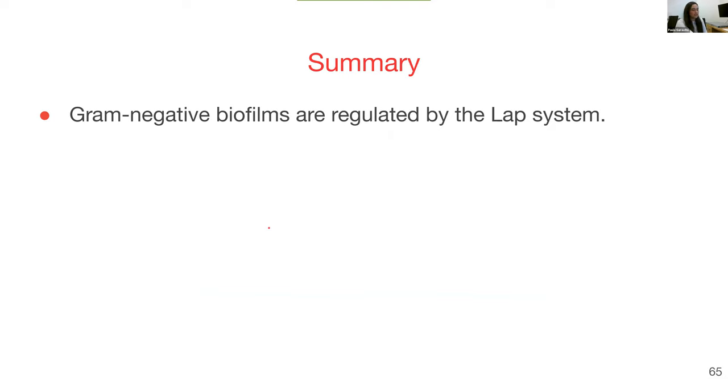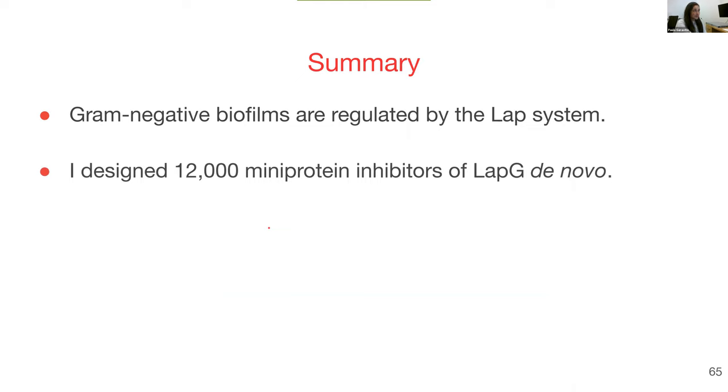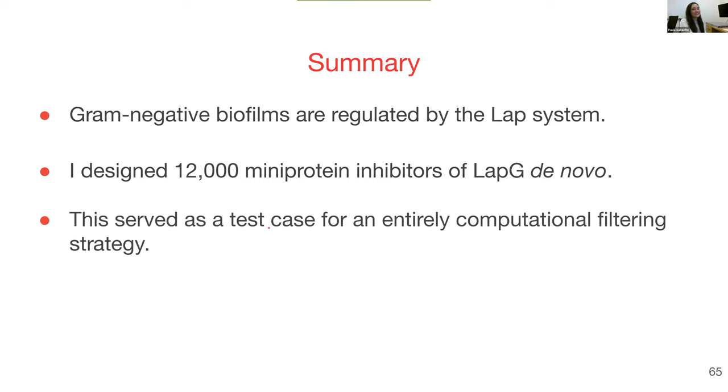to understand these mechanisms. I was able to design 12,000 mini protein inhibitors de novo, using the strategy that I mentioned earlier, using the RFdiffusion, using the substitution mover, using the interaction score as the main metric to get these designs, and also using the stem fragments as well. This is also a really exciting tool for computational protein design. And I think that's also something really exciting about my project.